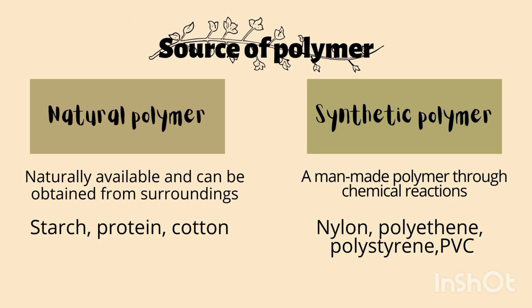So the source of polymer means we need to know where the polymer comes from. The sources of polymer are two, which are natural polymer and synthetic polymer. Natural polymer is naturally available and can be obtained from the surroundings, for example, starch, protein, and cotton. While synthetic polymer is a man-made polymer through chemical reactions in laboratories or even factories. Examples of synthetic polymer are nylon, polyethylene, polystyrene, and PVC.